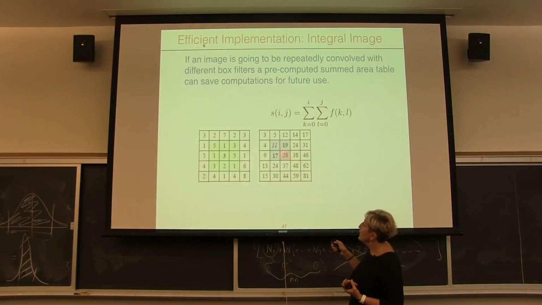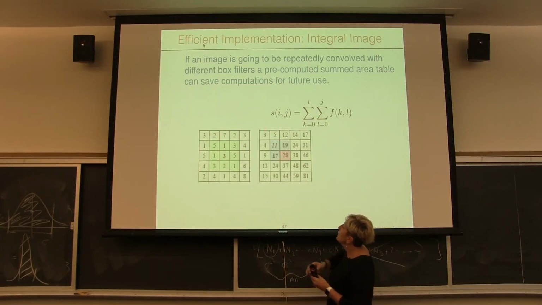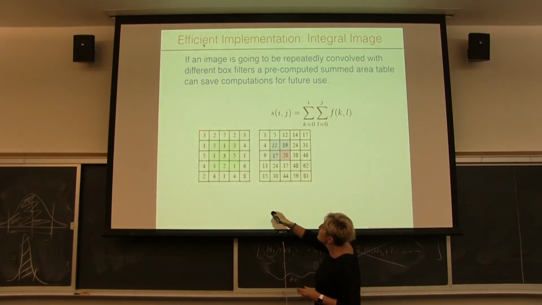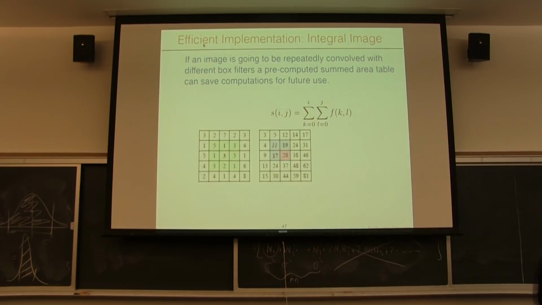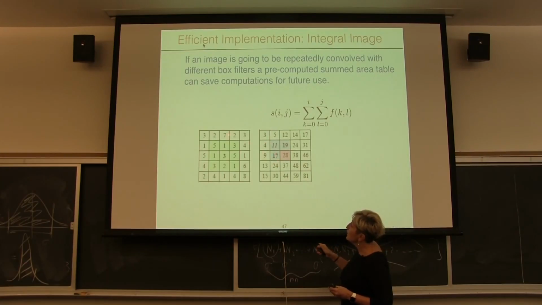So this guy, sorry, is the sum of these 3 by 3 neighborhood, right? That's the 28. So how do I get that 28? I mean, the last entry in the row is the sum of everything. So 17 is the sum of these 6 numbers over here.